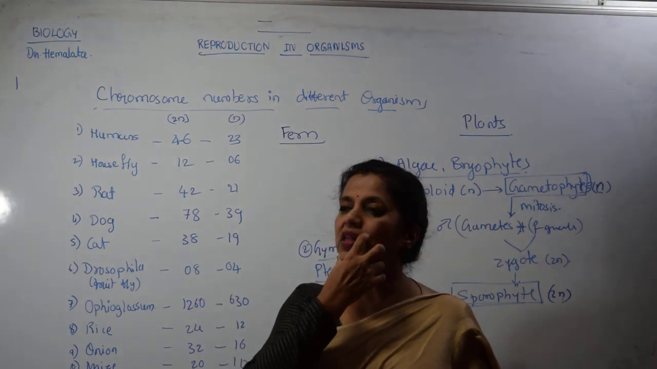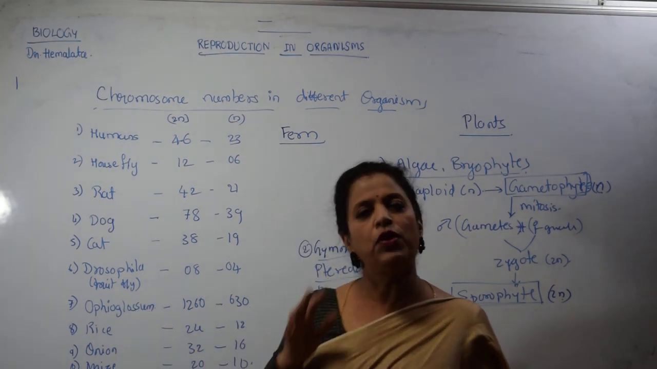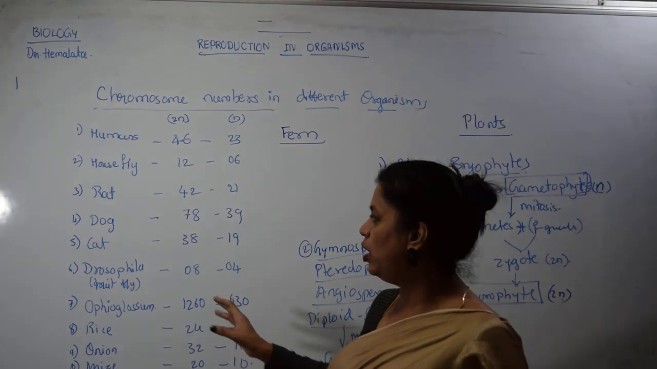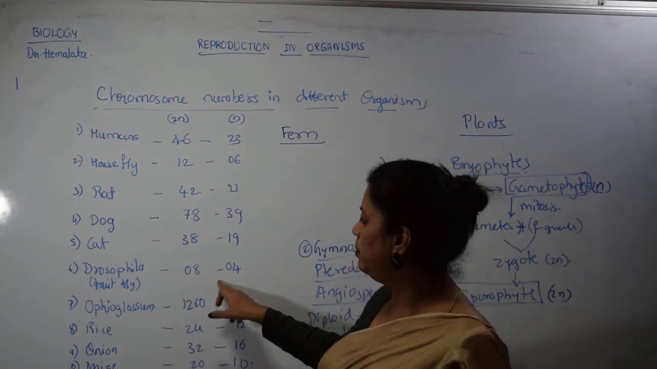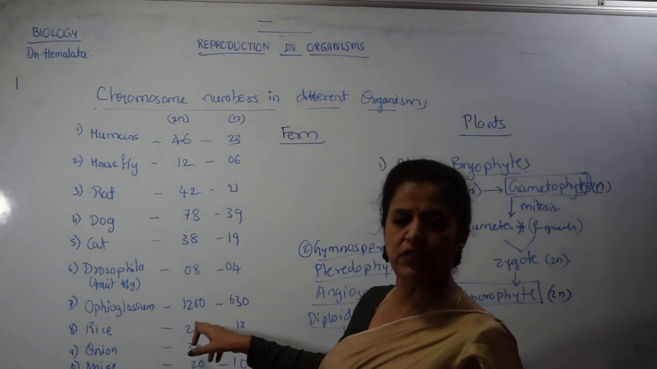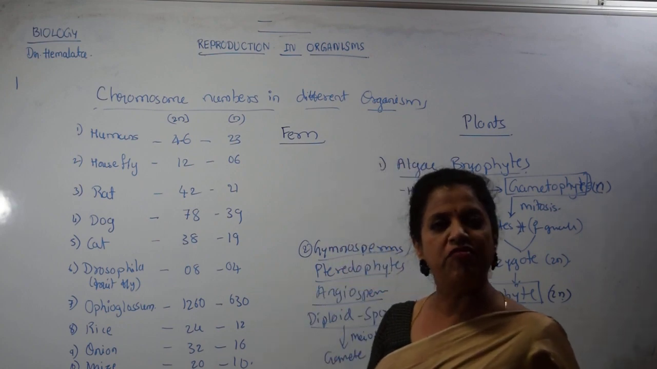Therefore, don't think that the chromosome number equals the size of the body. No, Ophioglossum is a small fern and its chromosome number is 1260. These are given as minimum here, and here is the maximum, 1260, which is seen in Ophioglossum. It's a type of pteridophyte or a fern.